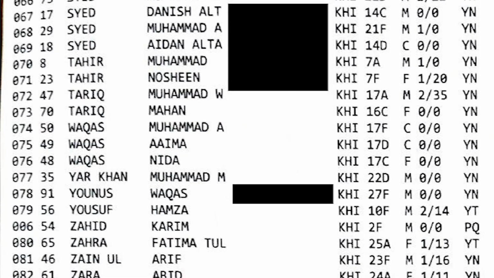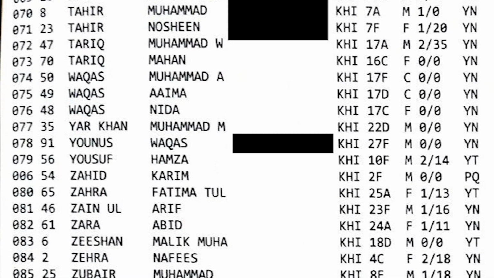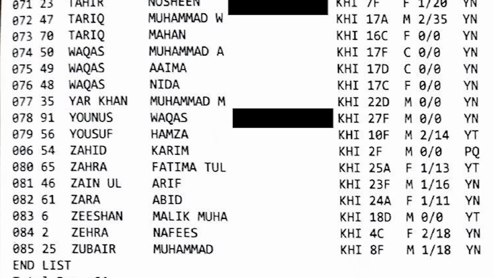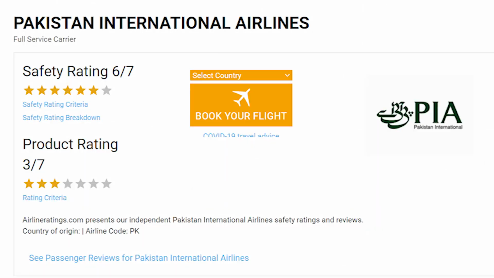The Airbus aircraft was pretty new, 10 to 15 years old, and it was well maintained, and it performed well. The safety rating for Pakistan International Airlines is 6 out of 7, although the product rating is 3 out of 7, which is a bit lower, but the safety and operations of PIA is above average and good.